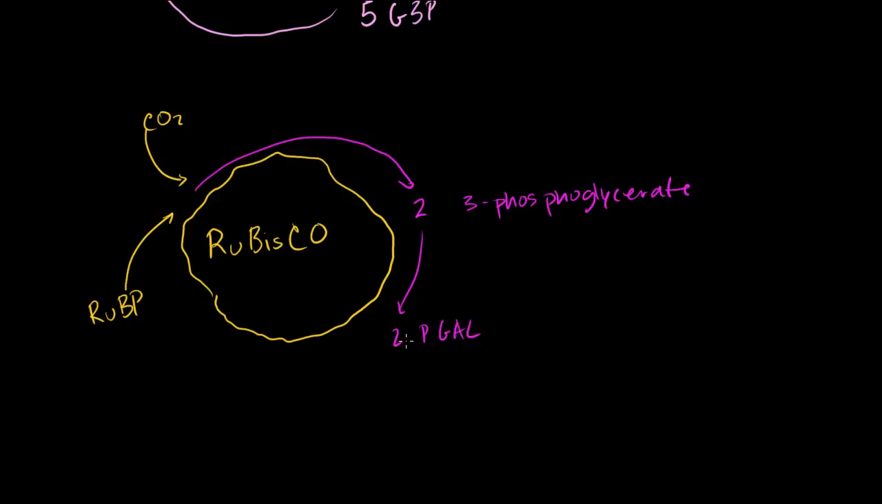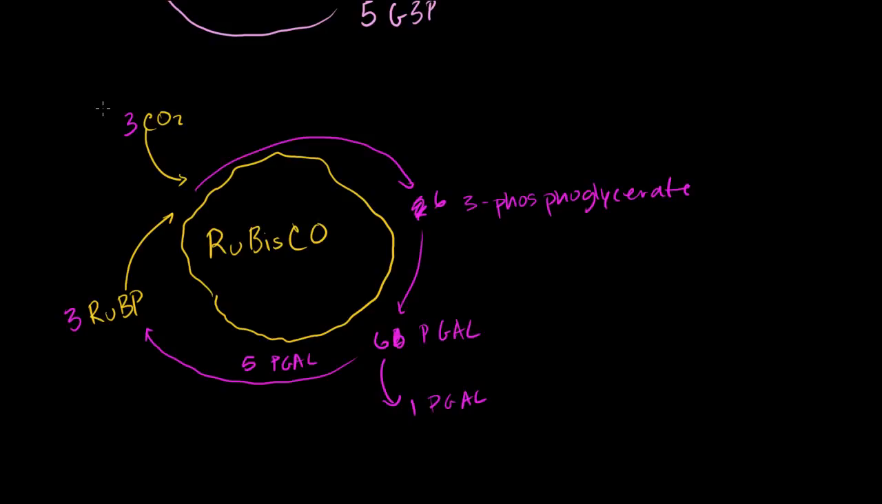And for every 6 of these that are produced, and maybe I should write a 3 here, a 3 here, and then I'll have 6 of these, 5 go back into the cycle. So 5 P-GALs, or glyceraldehyde 3-phosphate, go back into the cycle to produce the ribulose biphosphate. And one of them is kind of our end product of photosynthesis that can be used to produce other carbohydrates. So 1 P-GAL.